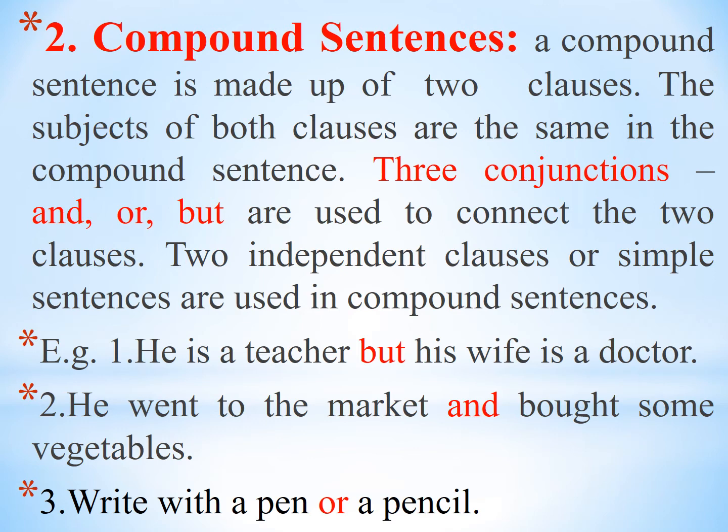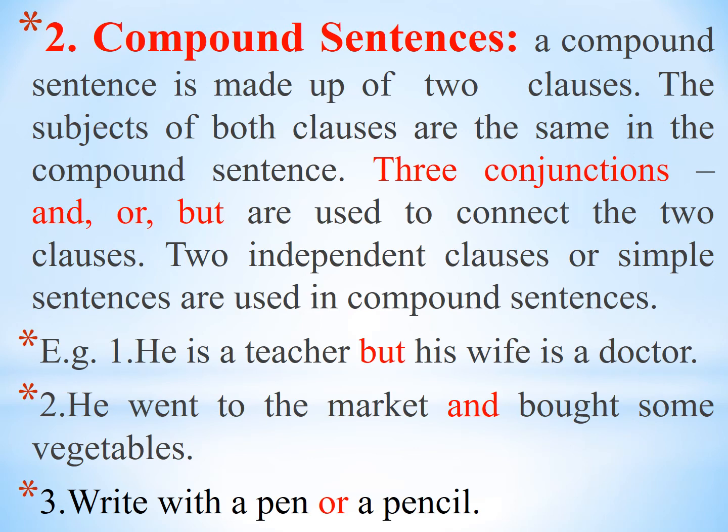Now both clauses have subject and verb. In first clause, he is subject, is a verb. In second, his wife is the subject, is verb. In this way, there are two clauses. They are joined together, combined together with conjunction but, and both are independent clauses. He is a teacher and his wife is a doctor. Both have subjects and verbs.